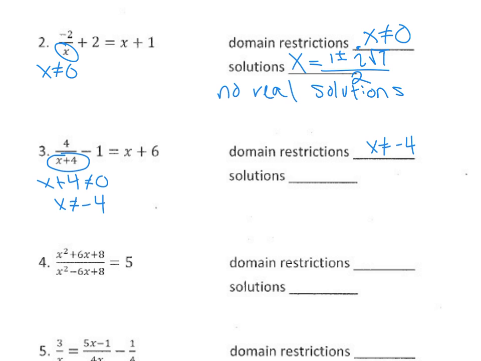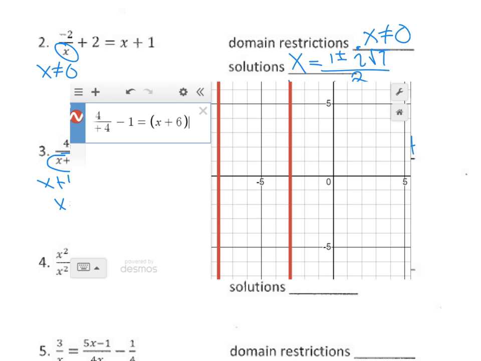So type that into DESMOS. Make sure you zoom properly when you do so. And you should get a graph that looks like this. We have a solution touching at -3 and another solution touching at -8. You can see them right here. So our solutions would just be x equals -3 and -8.